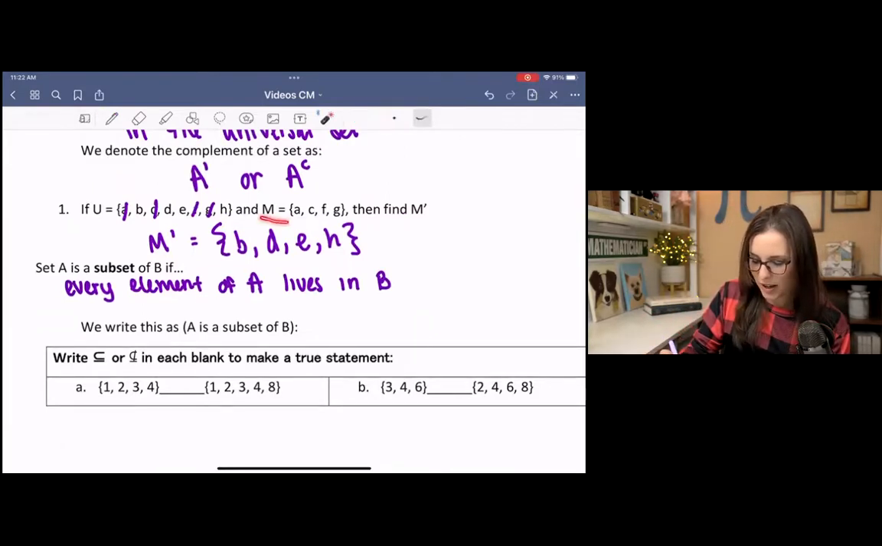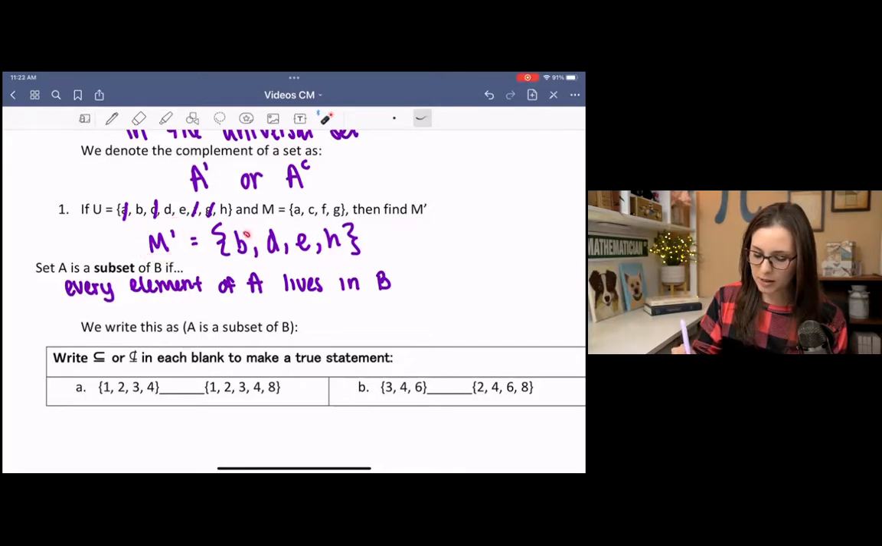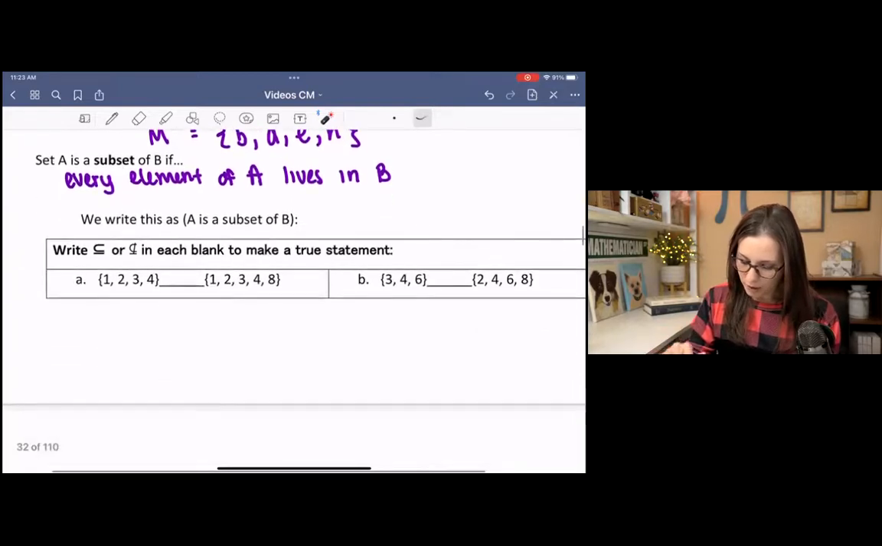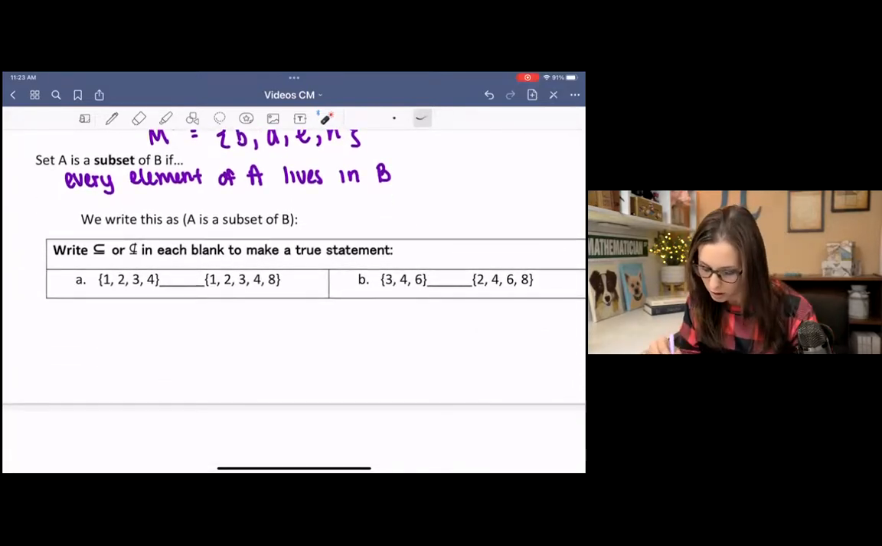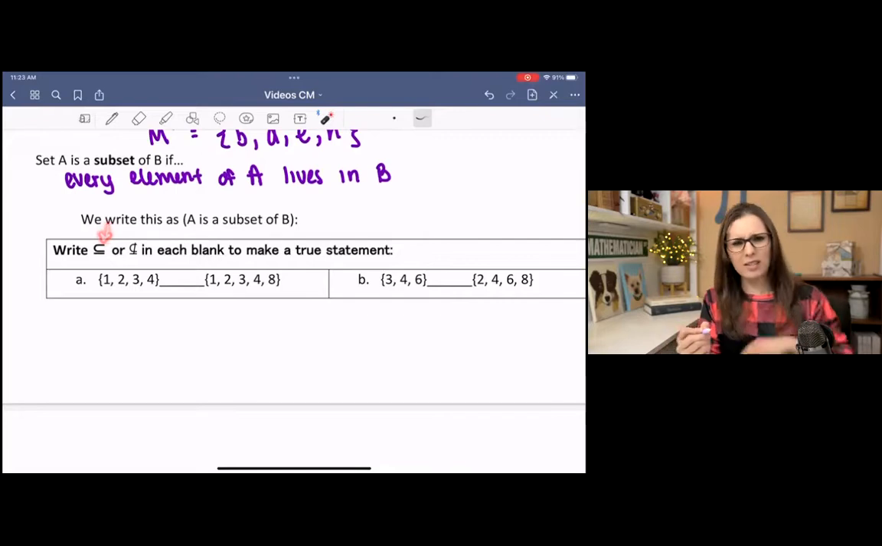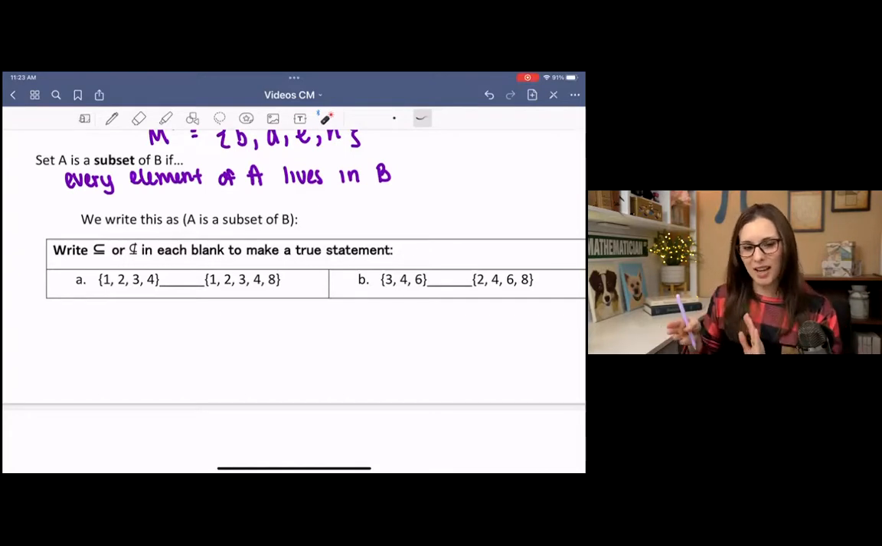Getting off track. So M is a subset of U because every element of M lives in U. Also, the complement of M is a subset of U because every element in the complement of M lives in U. And then we're going to practice that. The symbol for subset, you can see it right here, is kind of a sideways U with a line under it. And not a subset is just a slash through that. So subset, regular U with a line, and then not a subset, slash it through. I love doing that little slash.